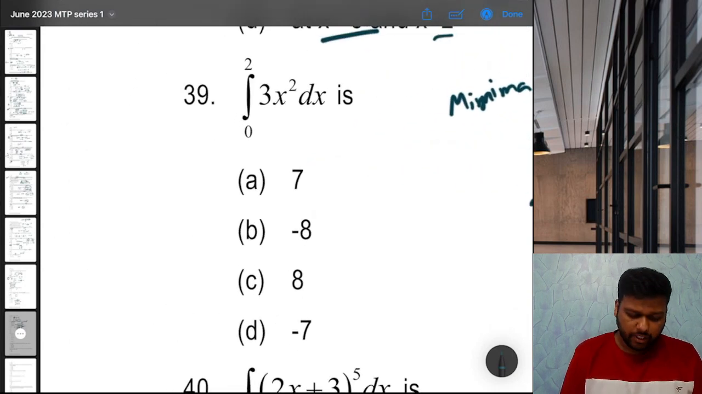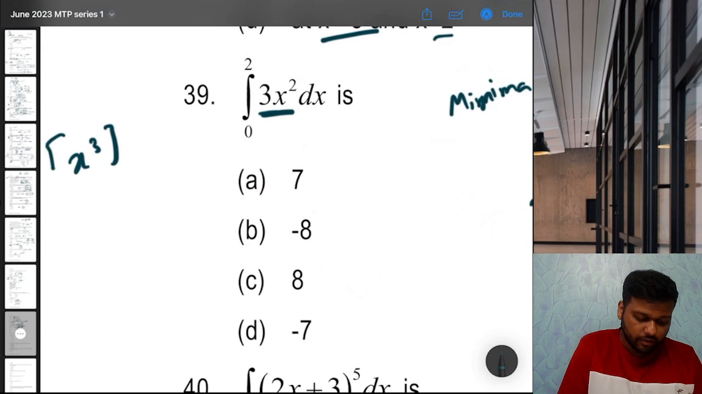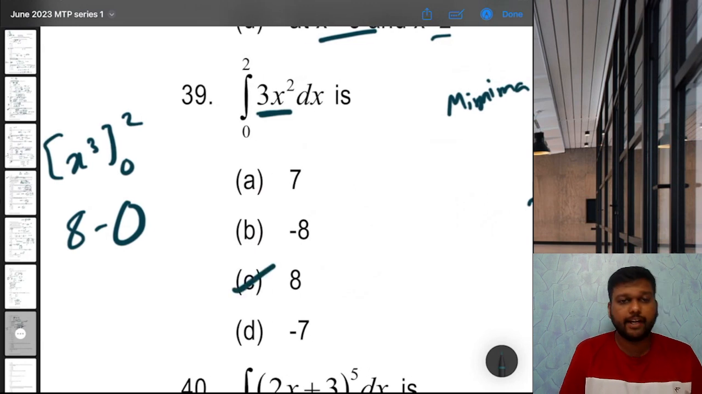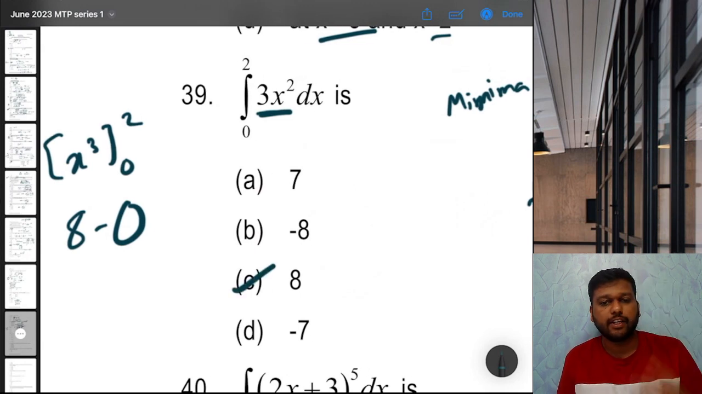Normal integration, simple. 3x square, x square, if we integrate it will become x cube by 3, right? So 3 will be cancelled, we'll just have x cube from 0 to 2. So when we put 2, cube is 8, when we put 0, it is 0. So 8 minus 0 is 8. Option C is the correct answer for 39.